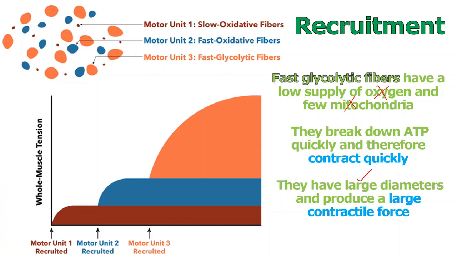Again, you're going to recruit these large motor units last, and they should be able to give us a very large, long-lasting contractile force. This is a type 2B, not a type 3 fiber. And these are your really ultra-fast twitch white fibers.